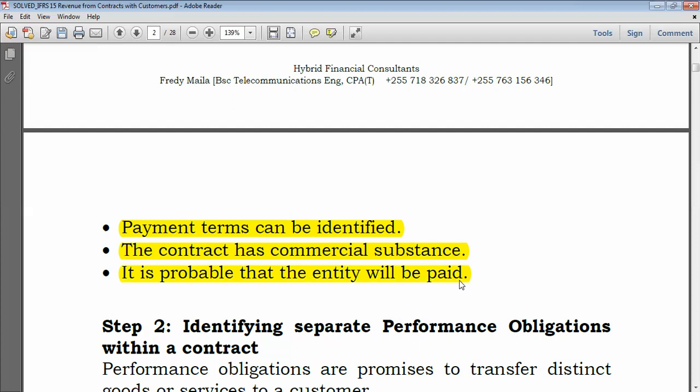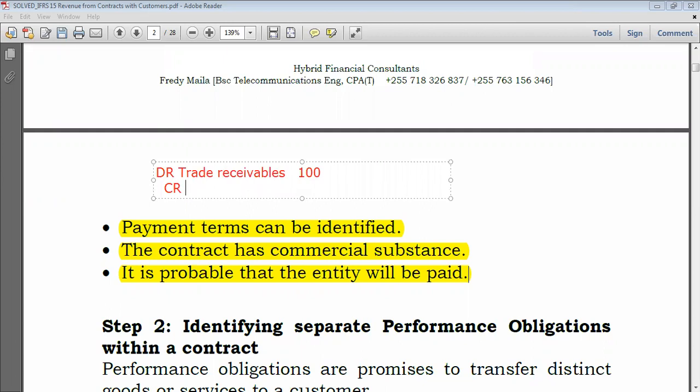Let's say you have sold goods to a customer, just from elementary studies. Let's take this example to show that it is only right to record when it is probable that the entity will be paid. Presume that you have sold goods to a customer for $100. What would be the double entries? I would debit trade receivables, let's say 100, and then credit sales, or revenue, by the same figure of 100, just like this.